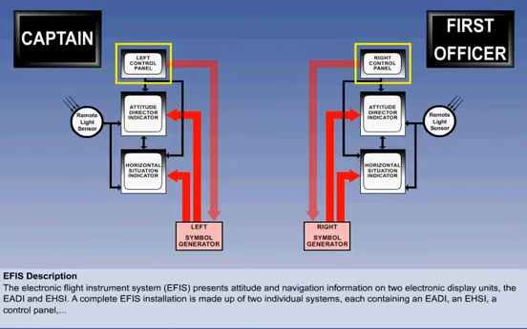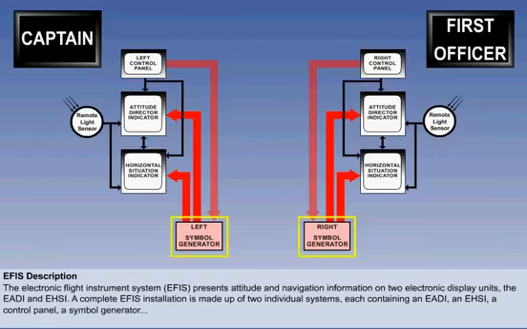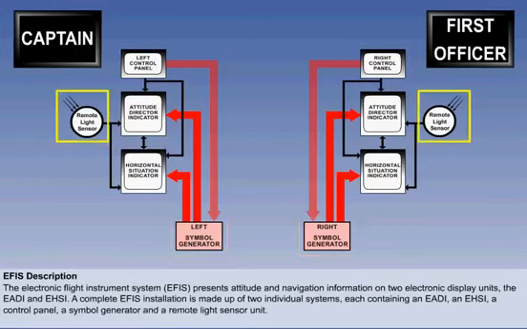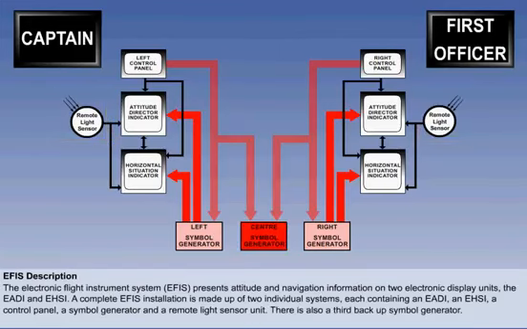Additionally, there is a control panel, a symbol generator, and a remote light sensor unit, which responds to ambient light conditions on the flight deck to automatically adjust the brightness of the screen display. In addition, a third backup symbol generator is incorporated, in case a system symbol generator should fail.